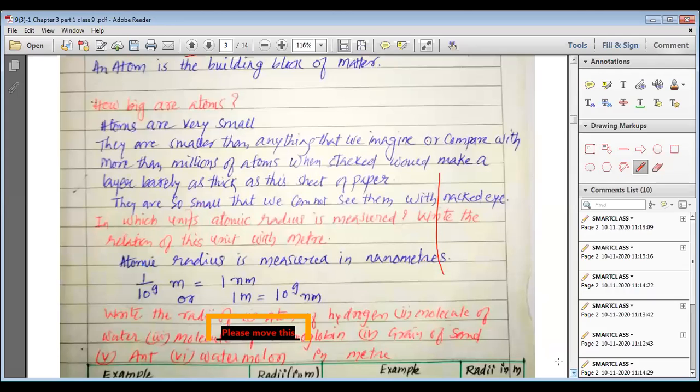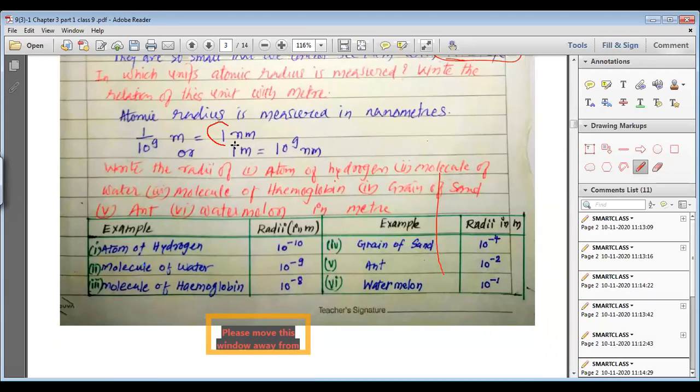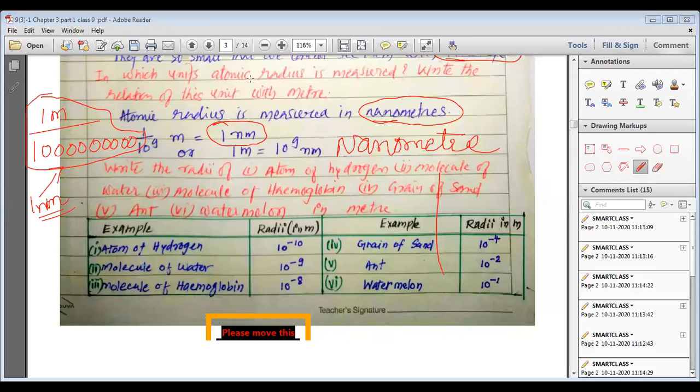How big are the atoms? So we concluded that atoms are very small. We cannot see atoms with the naked eye. They are so small. To measure the size of an atom, we use a unit. This unit is known as the nanometer. You can see here, this unit is known as the nanometer. The unit by which we measure the size of an atom is 1 meter divided by 10 to the power 9. Such a small part of a meter is your nanometer. And this is how, my dear students, we understand the significance of nanometer.